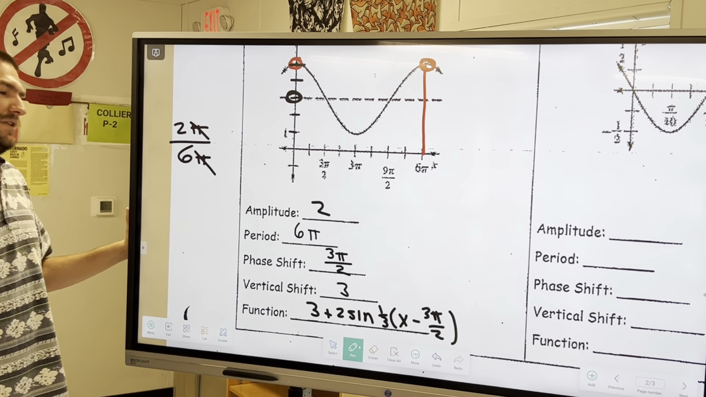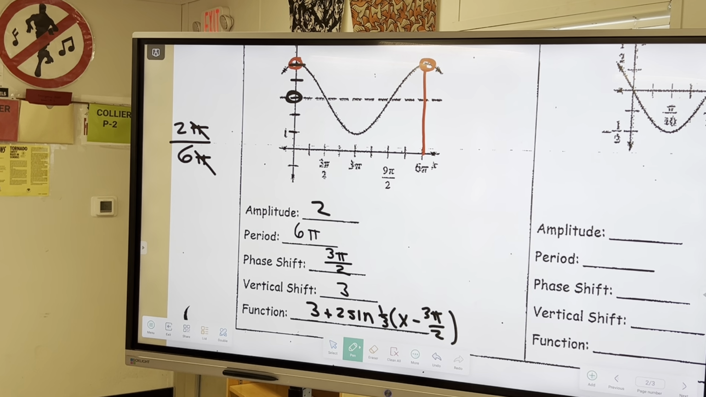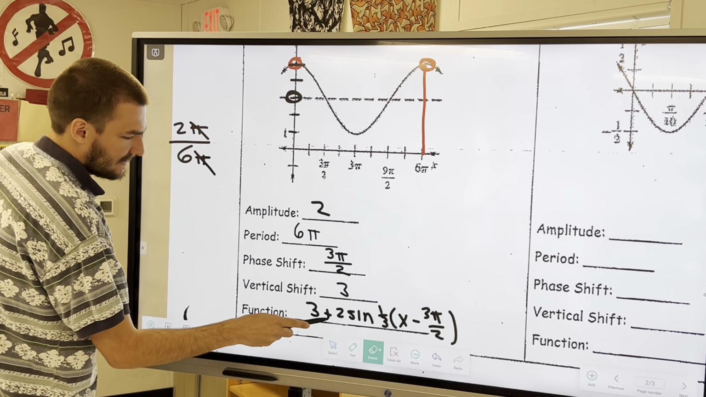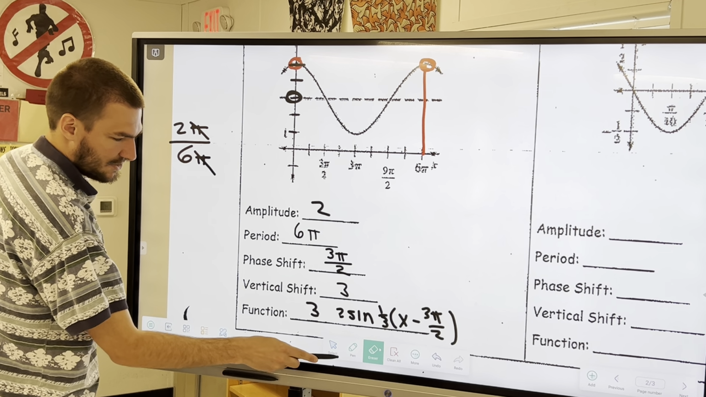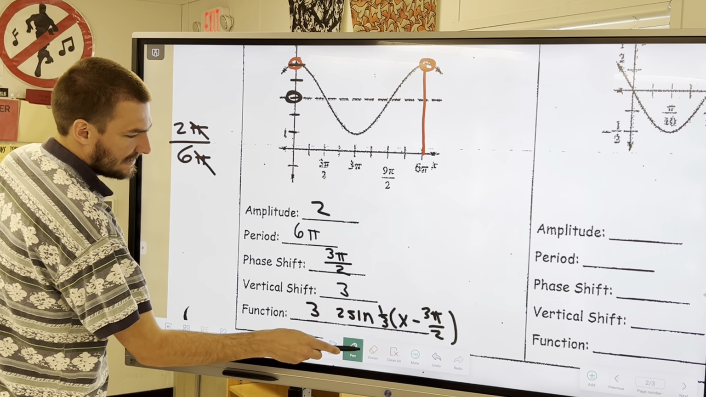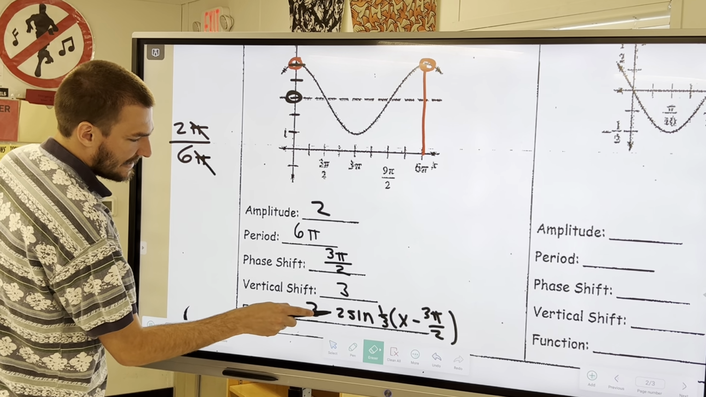Now I got one problem with this. Our vertical shift is up 3, that's good. And our amplitude is 2, that's good. And our b value is 1/3, that's good. And our phase shift is to the right 3 pi halves, which is minus 3 pi halves, that's good. But there is something that's wrong. What? You're right, I think it's Joyce who's saying it. It needs to be minus.